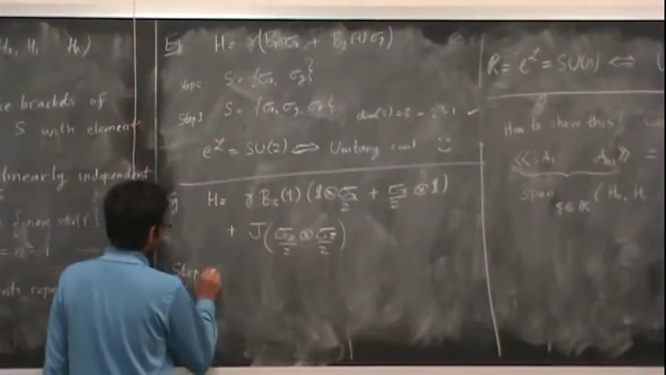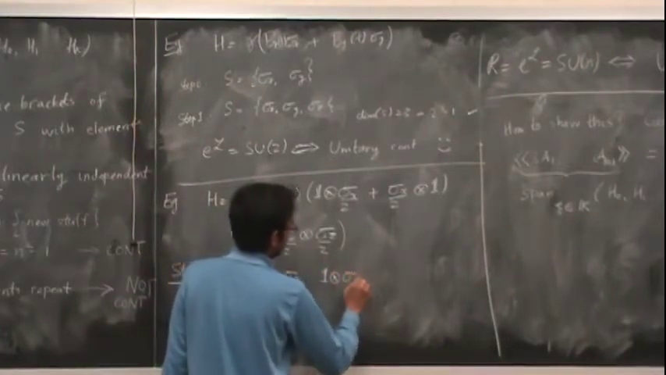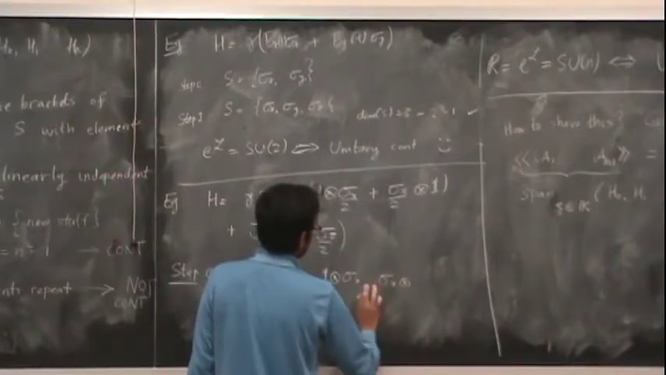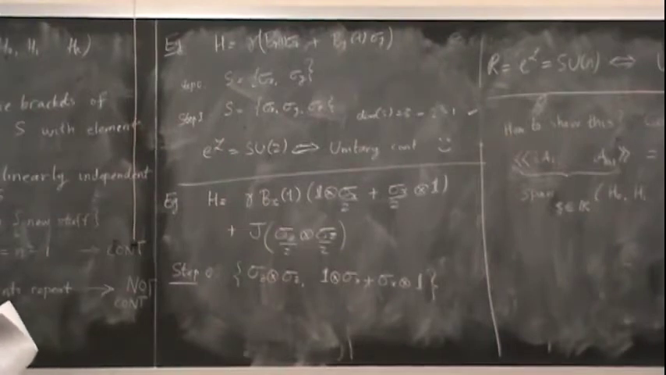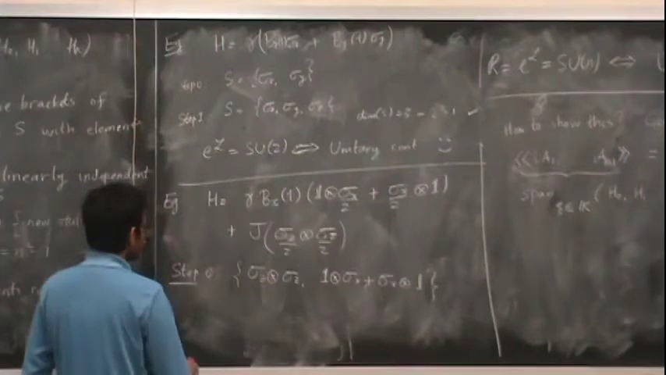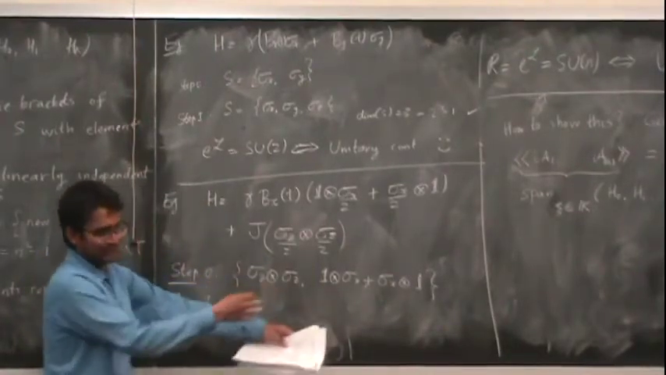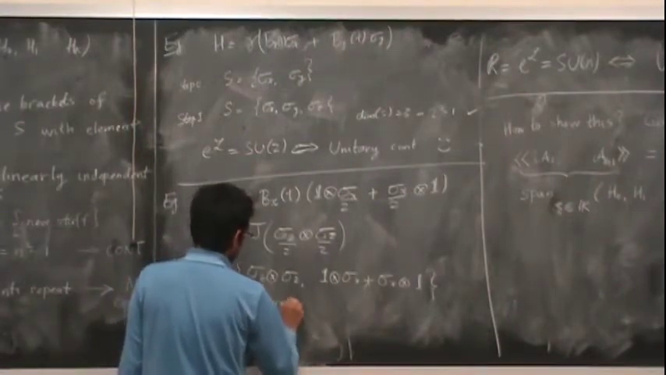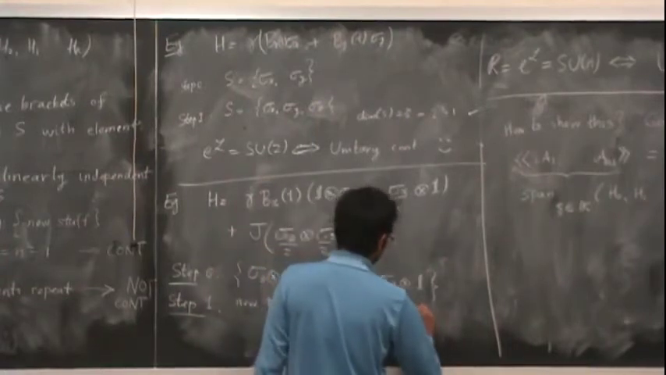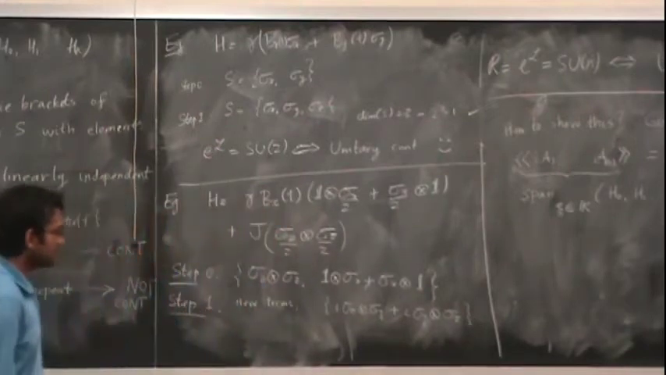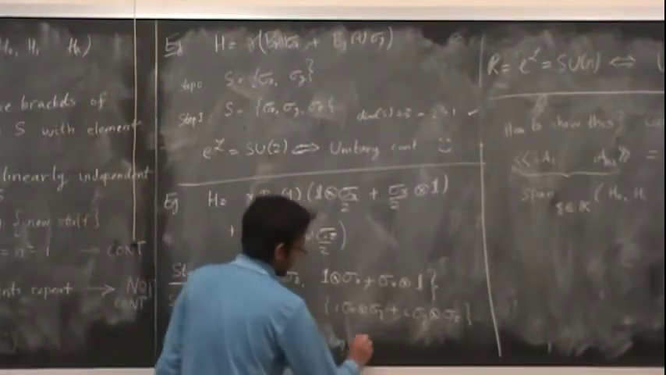Now, forget about the factors of 2. At step 0, what do we have? Well, at step 0, we have this term and this term. So I'm going to write that as sigma z identity, identity sigma x, and sigma x sigma x. So this is what I have. Now let's look at what the commutators in the next step are. So in the next step, I take the commutator and I get the new terms. I did not write the whole thing. So the new terms are i sigma z sigma y plus i sigma y sigma z. Right? Step 2, no new terms. So the algebra has closed.